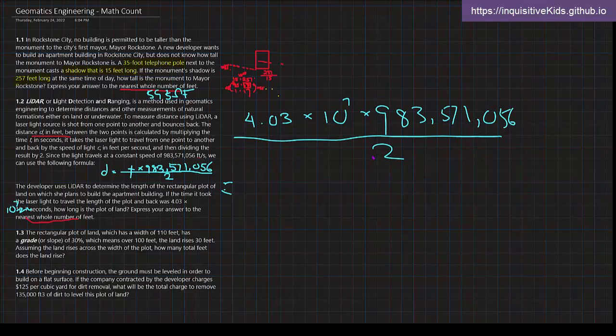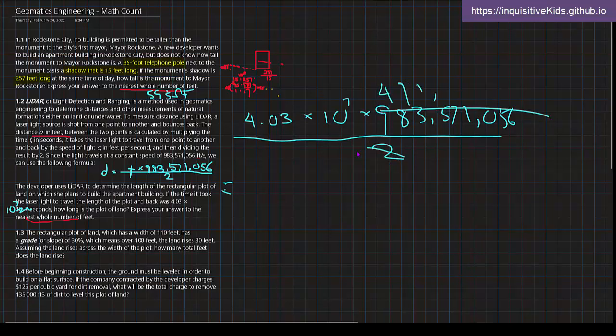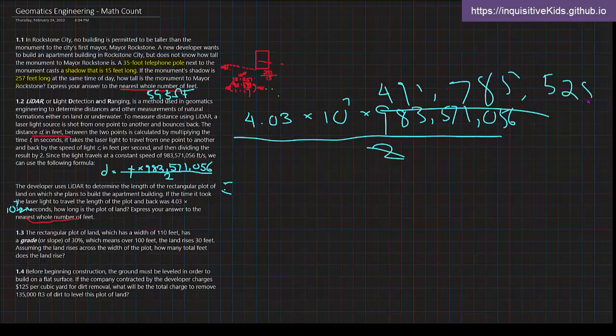Well, first there's a 2, so I'd like to get rid of the denominator. So why don't we cancel it out with this number right here. So all we do is divide it by 2, right? So the 2 cancels out, and we get 491,785,528. And we're going to continue the calculation.